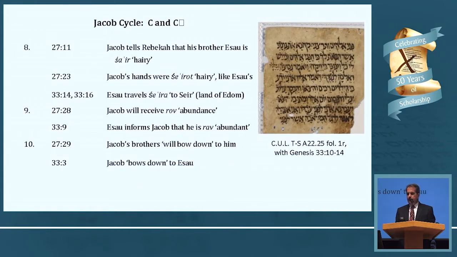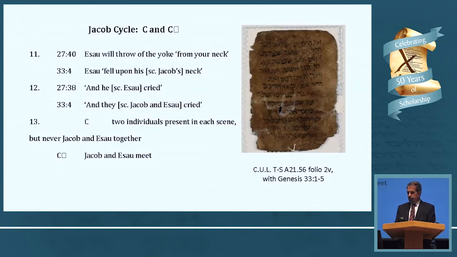And on it goes. A key word that appears in chapter 27 is the word sa'ir, meaning hairy, because you all know the story. Esau was hairy. And that happens to be the name of the mountain, Seir, where the descendants of Esau, the people of Edom, will live, in Mount Seir. So these are echoes of the same sounds, the same words, and as I said, the same themes and motifs that appear in Unit C and C prime.